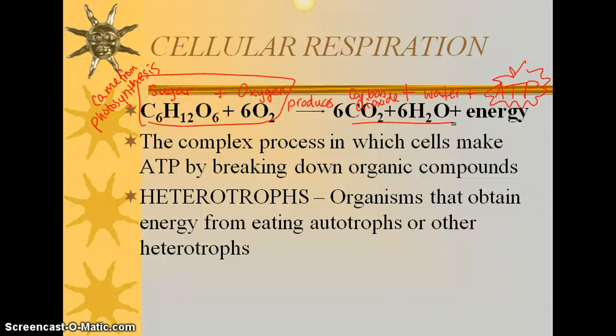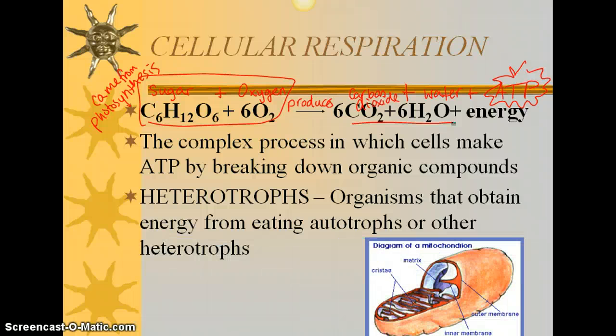A definition for cellular respiration is the complex process where cells make ATP by breaking down organic compounds. So taking organic compounds, make energy. The term heterotrophs are organisms that have to eat something in order to have their energy. And if they don't have that ability, they can't make their own food. They're not autotrophs. Autotrophs make their own food. Heterotrophs have to eat something else for their energy.